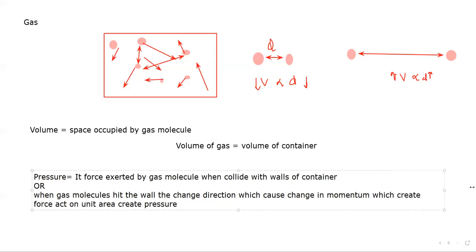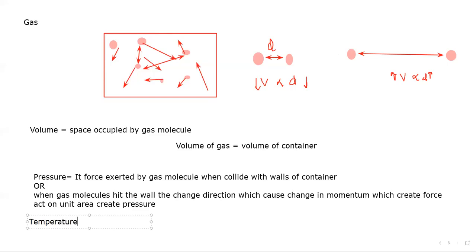And how can we work out the pressure? The SI unit of pressure is Pascal or Newton per meter square, but there are other units: atm, atmosphere, or millimeter of mercury. There are formulas to calculate the pressure exerted by the gas molecules that we will discuss in the gas laws. The third one is temperature.